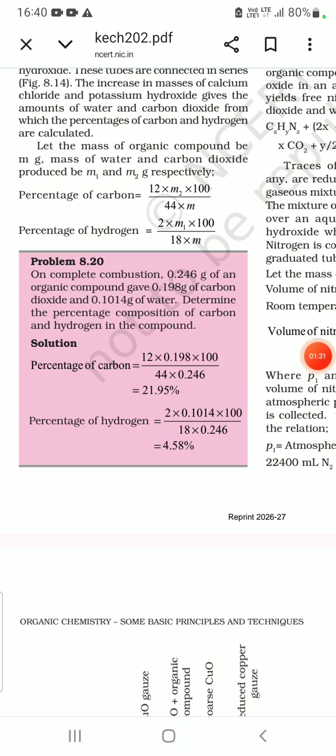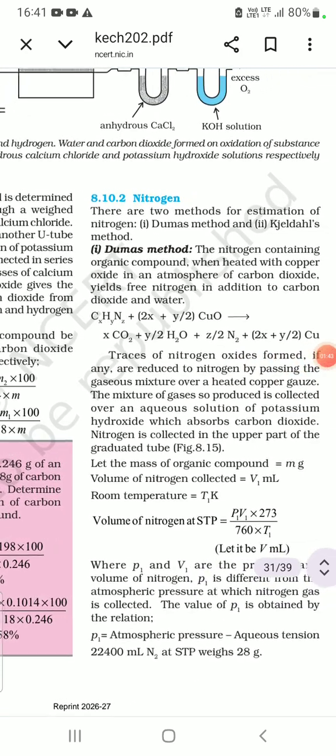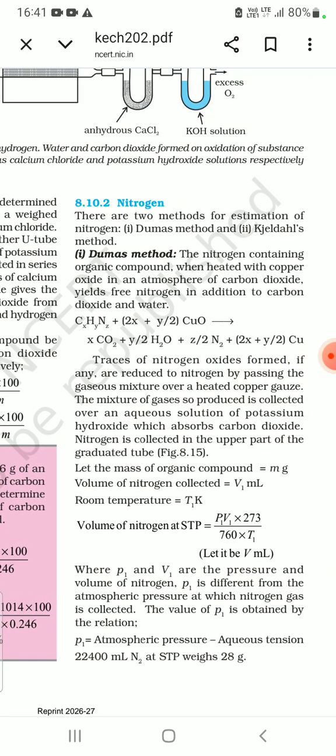You have to multiply using the formula. You get the answer 4.58 as percentage of hydrogen and 21.95 as percentage of carbon. Next is nitrogen. Right now we studied carbon and hydrogen, and now we have nitrogen.